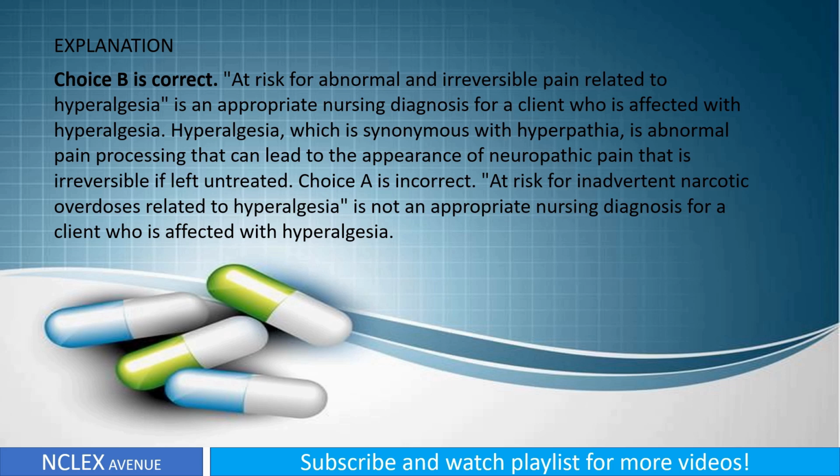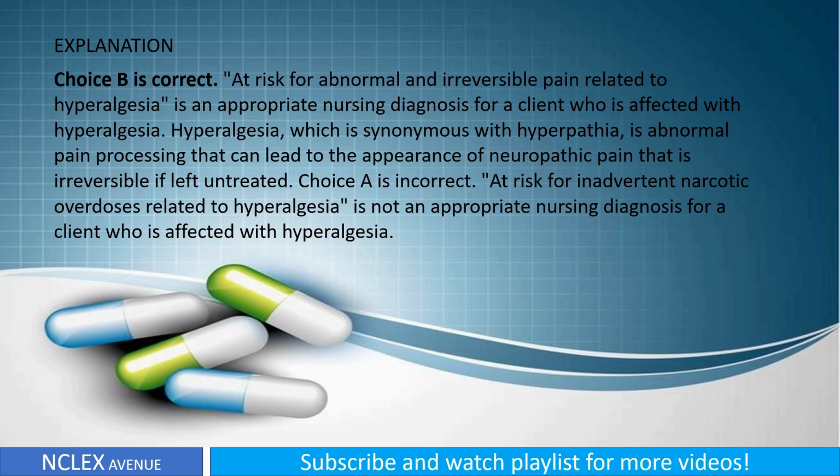Explanation. Choice B is correct. At risk for abnormal and irreversible pain related to hyperalgesia is an appropriate nursing diagnosis for a client who is affected with hyperalgesia. Hyperalgesia, which is synonymous with hyperpathia, is abnormal pain processing that can lead to the appearance of neuropathic pain that is irreversible if left untreated.